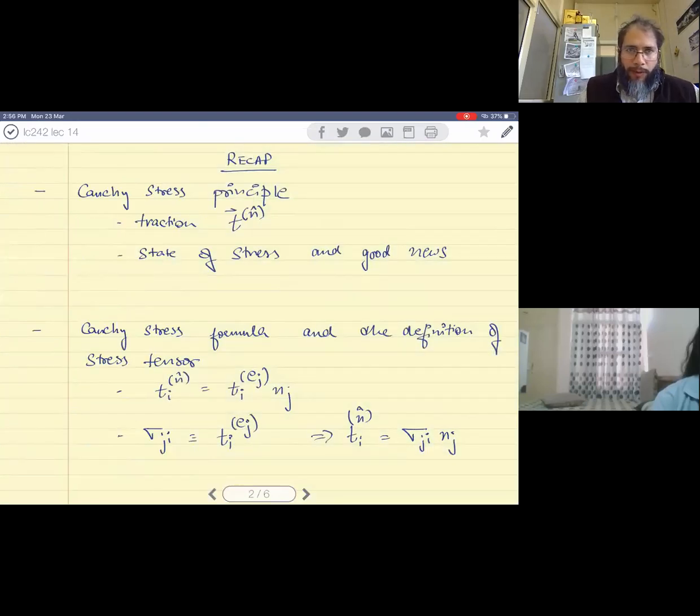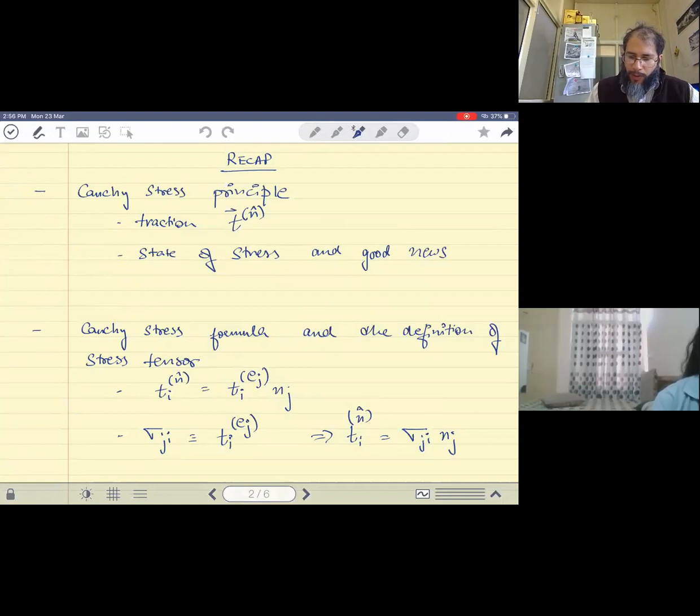So let's start with a quick recap of what we've been doing in terms of the stress tensor definition. We'll recap two things. One is the Cauchy stress principle, which is a very important principle that helps us define the traction vector T hat and also the state of stress. So we talked about a special vector T hat, but this vector also has a normal associated to it. So it's a vector which is associated to another vector. So we'll discuss that, we'll recap that.